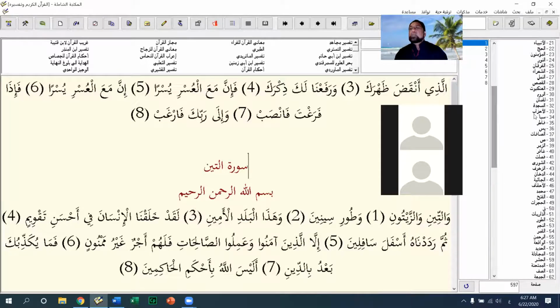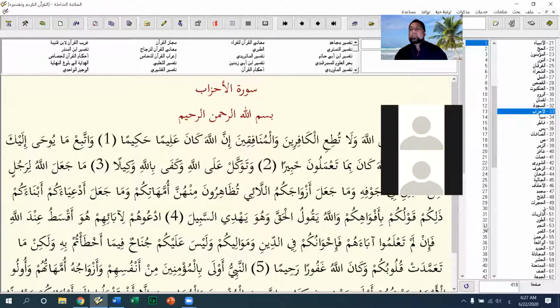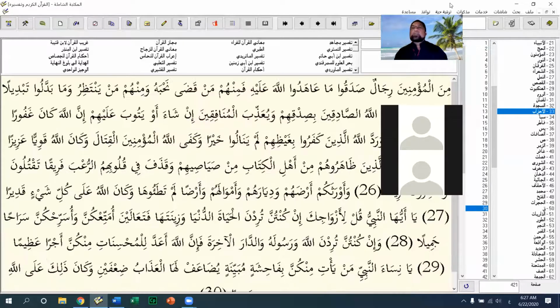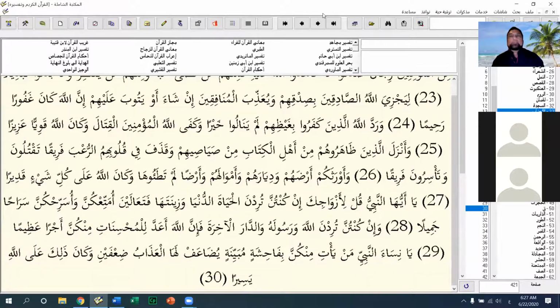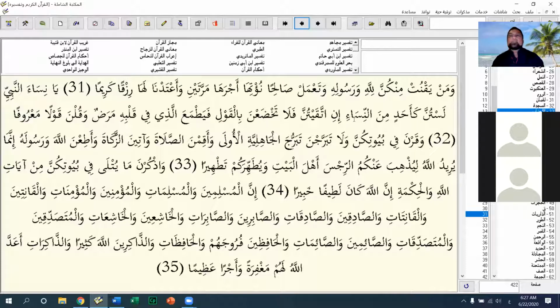That is Surah Al-Ahzab, and it's approximately verse 30, somewhere there. Actually, further than that. يا نساء النبي لستن كأحد من النساء إن اتقيتن فلا تخضعن بالقول فيطمع الذي في قلبه مرض وقلن قولا معروفا. قلنا. قلنا is the command form.